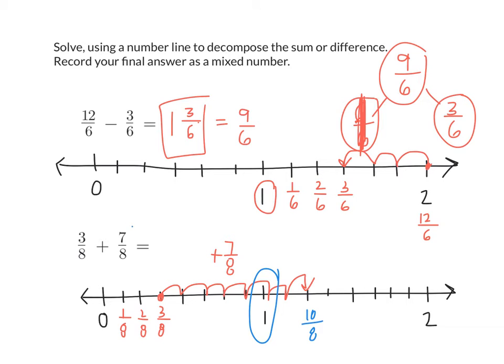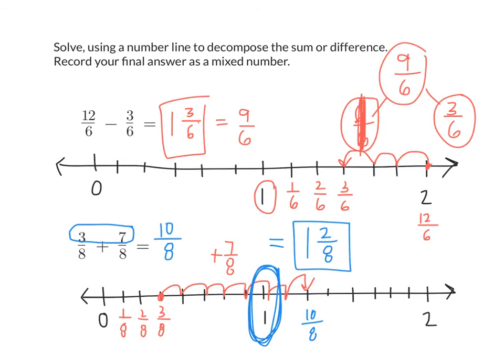Okay. Because what's 3 plus 7? 10. So if I had 3/8, but I add 7 more, I should have 10/8. But I went past the 1 marker, which means I have 1 whole, don't I? Yes? So if I take out 1 whole from 10/8, how many eighths would be left? Everyone? 2/8. Okay, so that's how you write it as a mixed number.